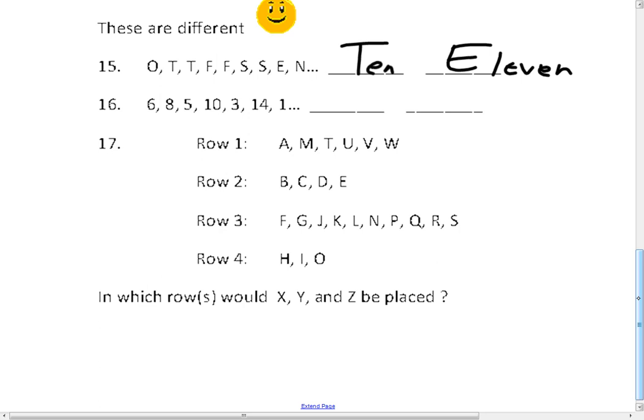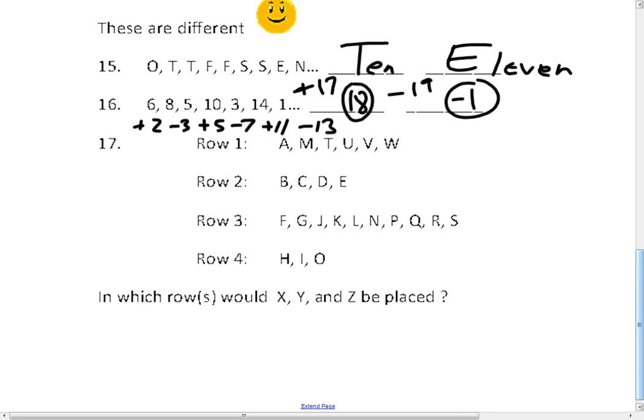Well, let's look at the changes. Plus 2, then what? Minus 3, plus 5, minus 7, plus 11, minus 13. So the next change would be positive or negative. So we're going to add here, we're going to add something here, then we're going to subtract something. Look at the numbers without the signs. What kind of numbers are 2, 3, 5, 7, 11, 13? Prime. What's the next prime number? And the next one? 19. So we get 18 minus the 19, negative 1.